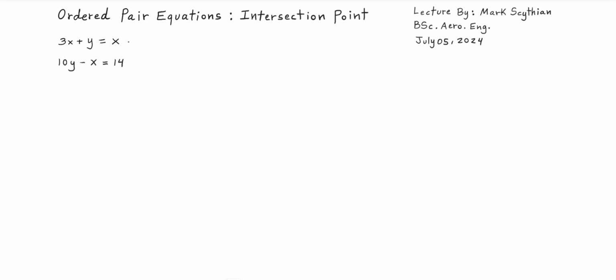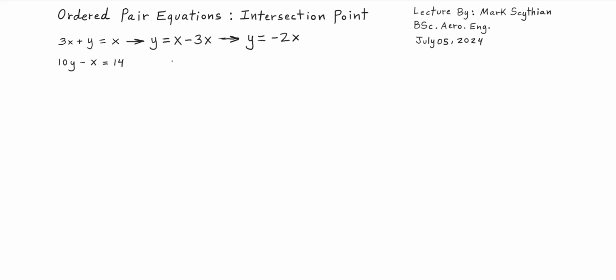So the first step, we can take the first equation and just solve for y. So in this case, y is x minus 3x. So this becomes y is equal to negative 2x.